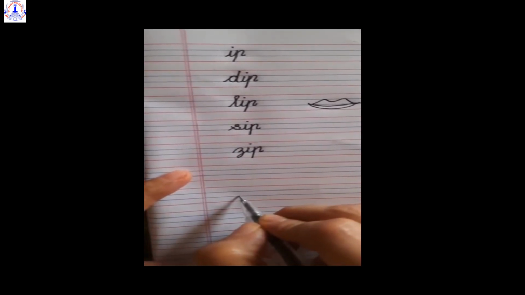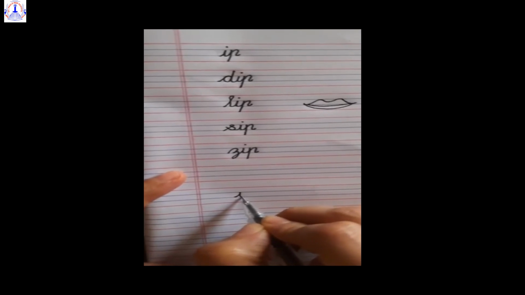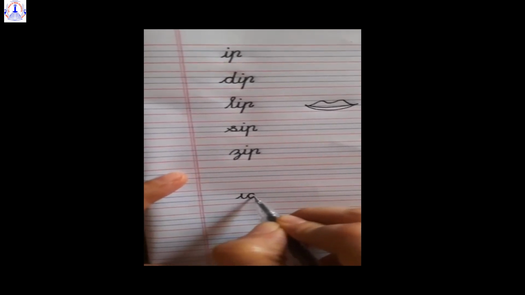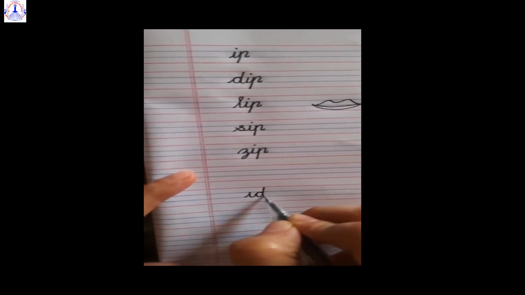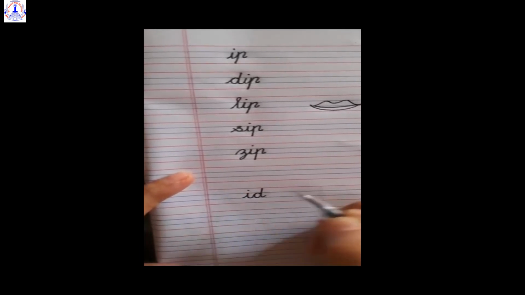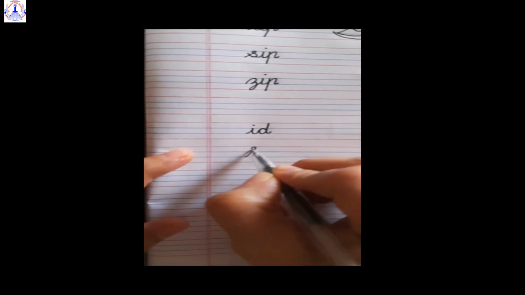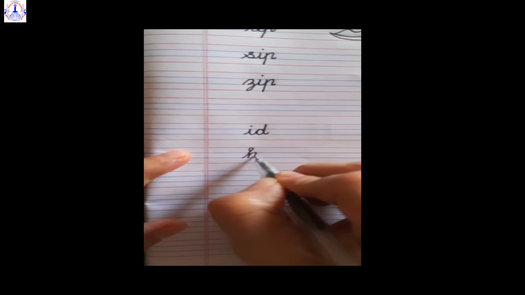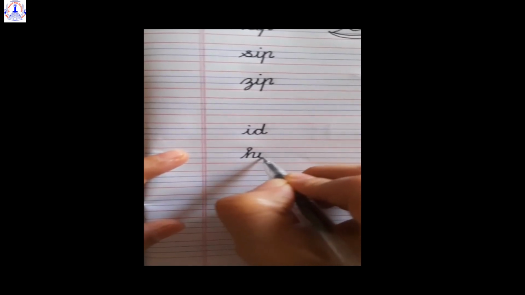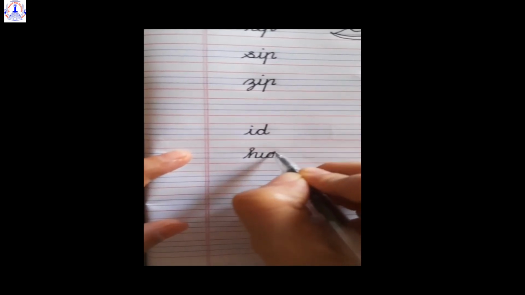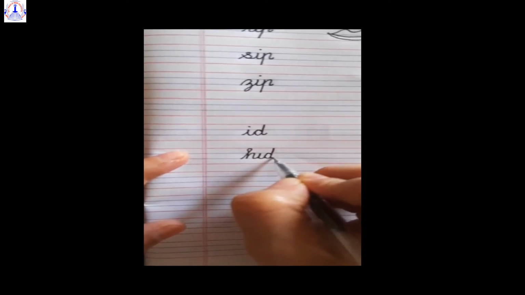Now leave one line and write cursive small i, join and write d. I-D, id. Now move to the next line and write cursive small h, join and write i, join and write d.